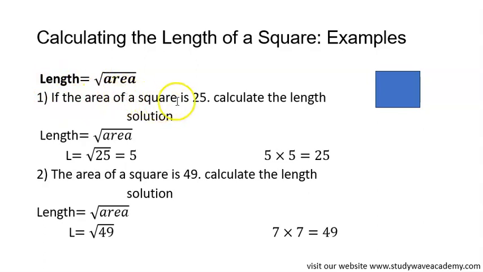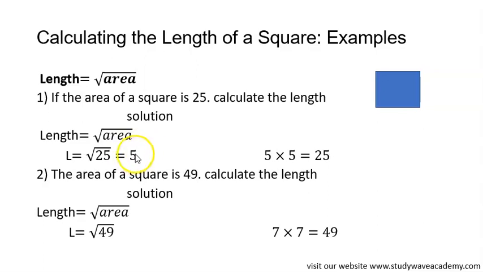If the area of a square is 25, calculate the length. Remember, the formula is square root of the area. So L is equal to the square root of 25. The area is 25, right? So the square root of 25 is equal to 5. Why? Because 5 times 5 is going to give you 25. Okay? Do you understand that?